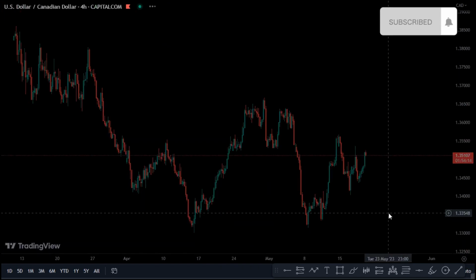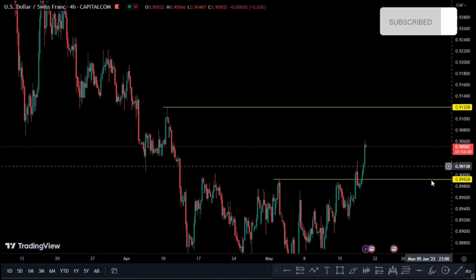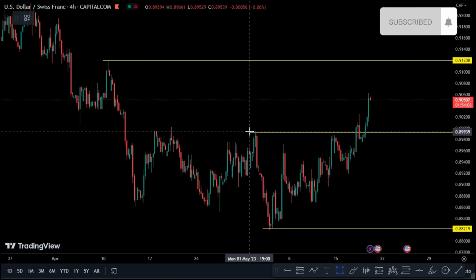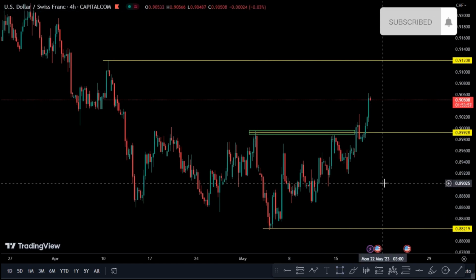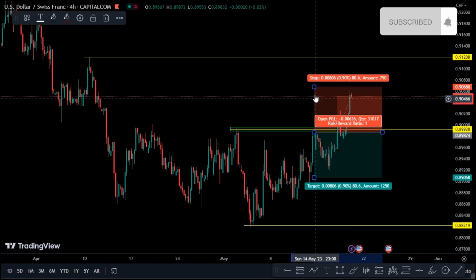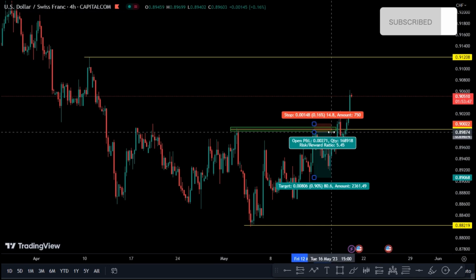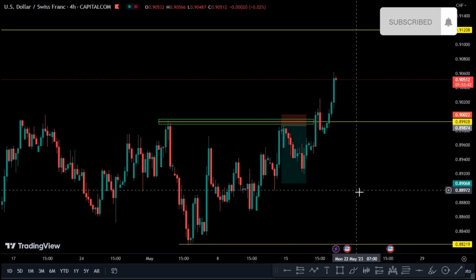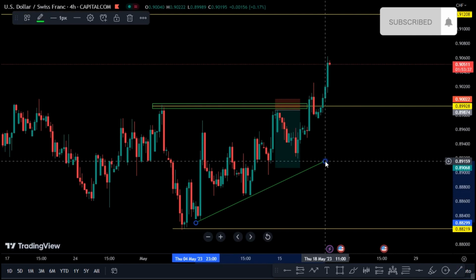Okay, let me just show you the analysis as well. This is our USD CHF, our USD Swiss franc, and at the time we had our market around the structure here. So we were able to take a shot here, and we had a very minor stop loss, which was around 14 pips.